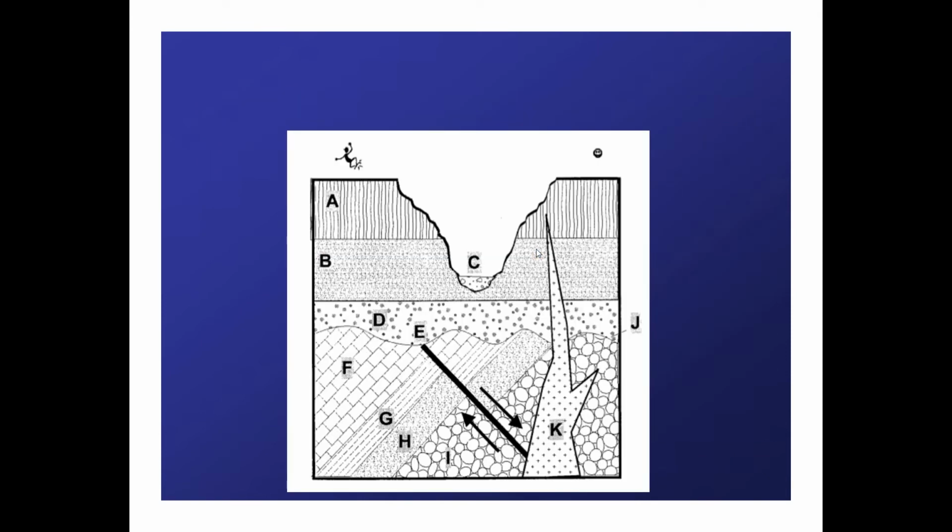And these can get a little more complicated. Just to tell you, K is an intrusion and E is a fault, so just so you know. And I will tell you that J is an erosional surface. That's what this wavy line means. So I'll give you that.